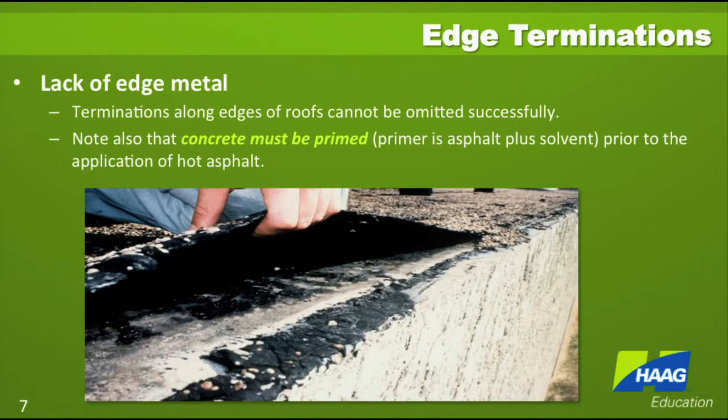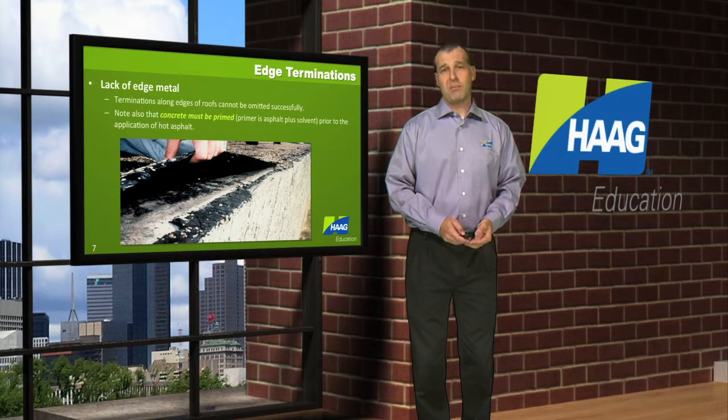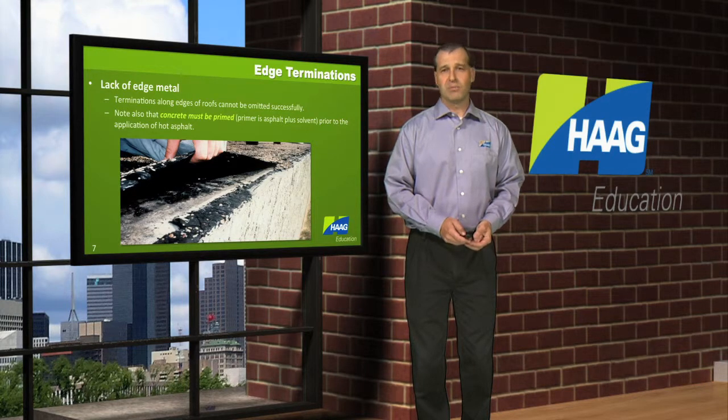The photograph in this slide shows where there was no edge metal installed at all. It was a concrete roof deck. It did not have any primer, and as such, the built-up roofing did not attach very well. It could be lifted right off of the roof deck. Obviously, water infiltration, poor attachment, many issues were found on this roof. With a concrete deck, you need to apply a primer before you would apply your asphalt or adhesive for attaching a built-up roof.